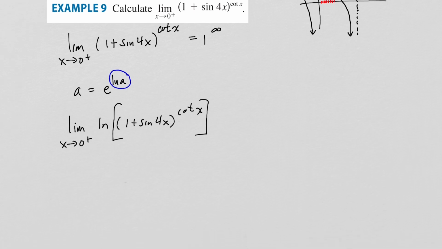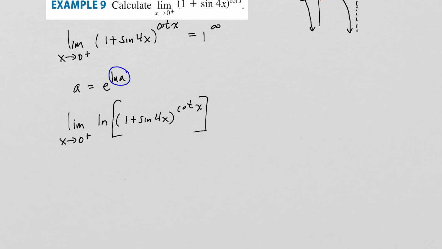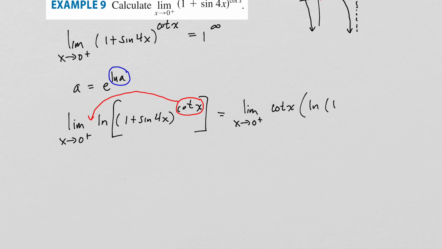All right. So why would we do this? Why would we take the natural log of this? Well, it's all about properties of logarithms. This cotangent of x can now come down in front. And this becomes the limit as x approaches 0 from the right, cotangent of x times the natural log of 1 plus the sine of 4x.